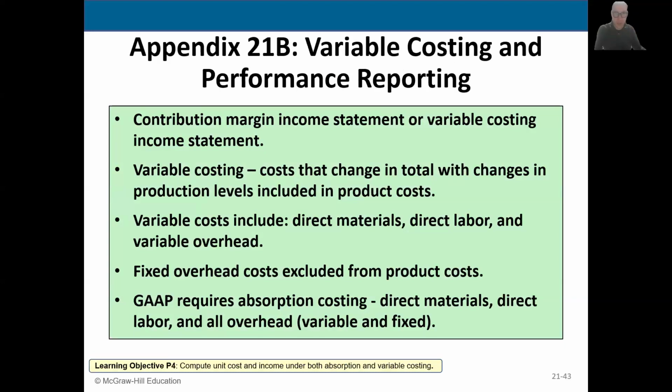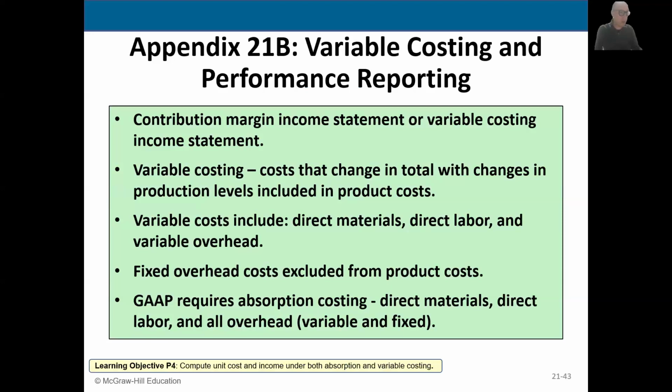We're almost done. The contribution margin on an income statement basis, we talked about that. We understand that the variable costs change with the level of output. And you know that the variable costs are based off direct materials, direct labor, and variable factory overhead, and that fixed overhead costs are excluded from product costs because they're fixed.